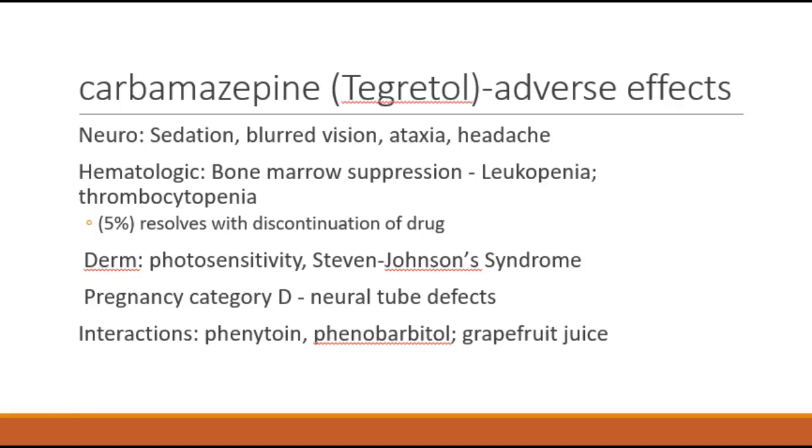And then this drug, going back down to other problems, is a pregnancy category D causing neural tube defects. So that's something to be very aware of. And the way to decrease neural tube defects is by supplementing with folic acid. So anybody who's pregnant because of seizures on this drug needs to make sure they're getting folic acid.